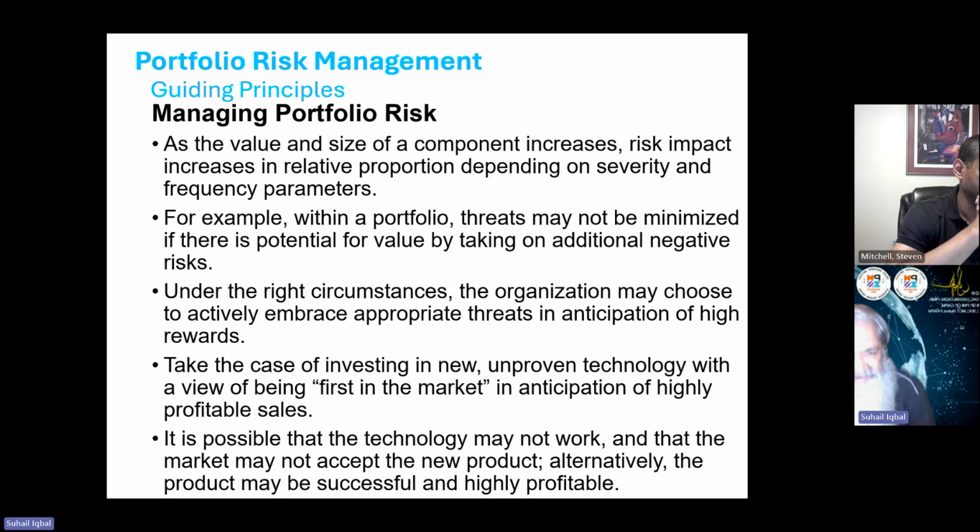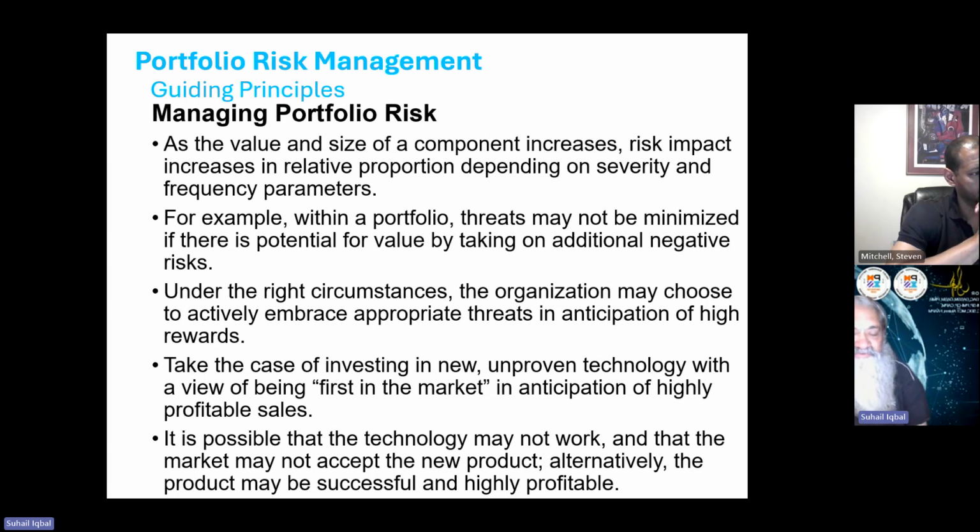Under the right circumstances, the organization may choose to actively embrace appropriate threats in anticipation of high reward. Exactly what I said, right? In anticipation of value, potential for value. Yes, we do that. Take the case of investing in a new, unproven technology with a view of being first in the market in anticipation of highly profitable sales.